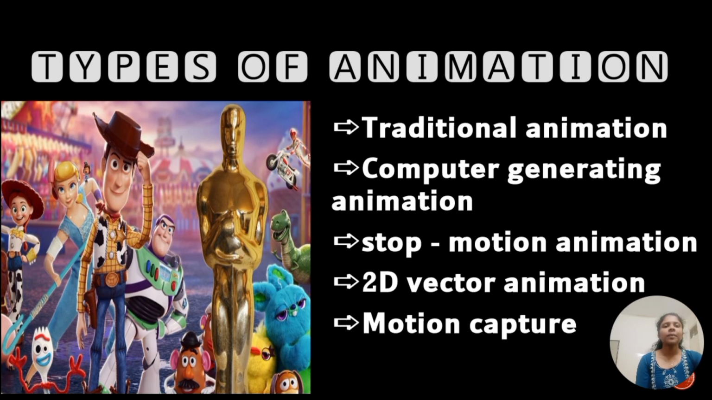Next, types of animation. In animation, there are five types. These are traditional animation, computer generated animation, stop motion animation, 2D vector animation and motion capture.